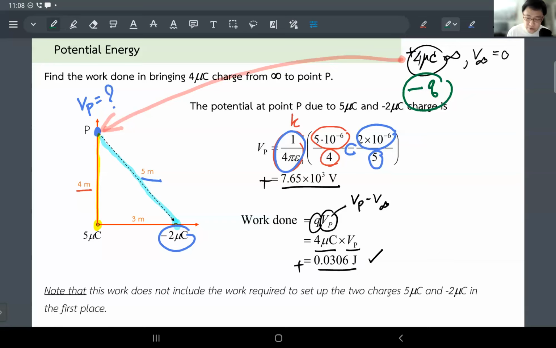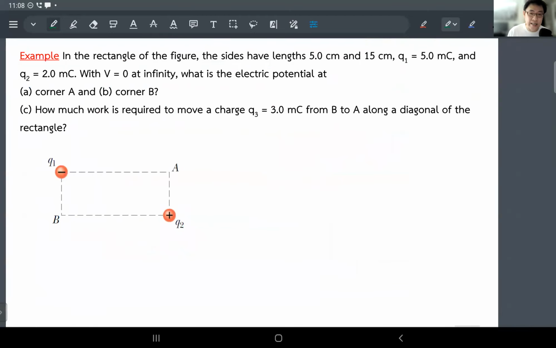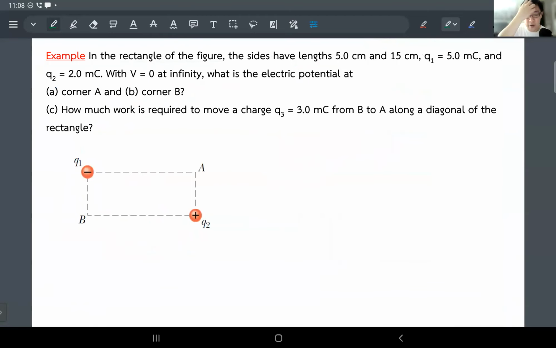I will have one example to finalize and seal the deal here, and then hope you understand what it means. Here we go, guys. Try this problem. If you know how to solve these problems, I think you understand what we are trying to do at this point. The relationship between the potential and the potential energy, and eventually the work done during that movement. In the rectangle of the figure, the sides have lengths 5 centimeters and 15 centimeters. Q1 is given. Q2 is given.